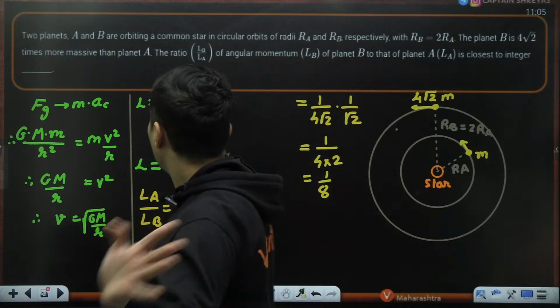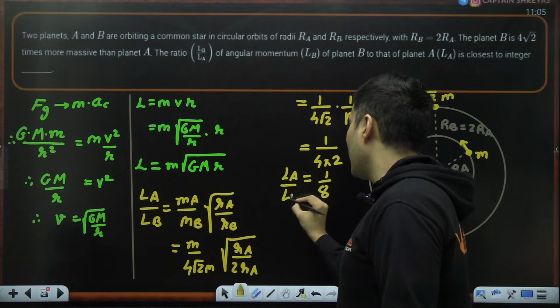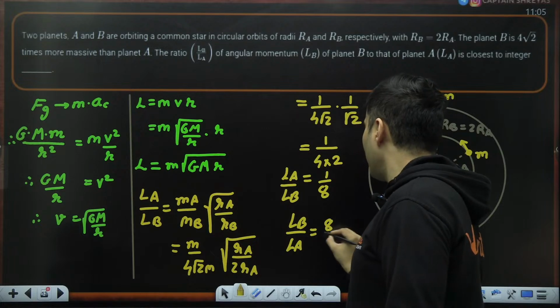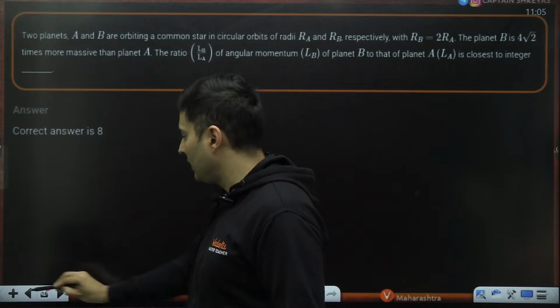Is that okay, everyone? But they have asked LB by LA. So this was nothing but LA by LB. If they have asked LB divided by LA, that will be 8 by 1. So the answer which will come over here will be 8, I believe. Yes, it is answer 8.